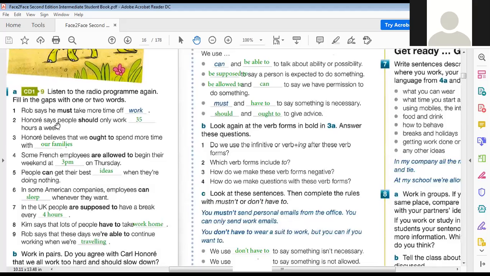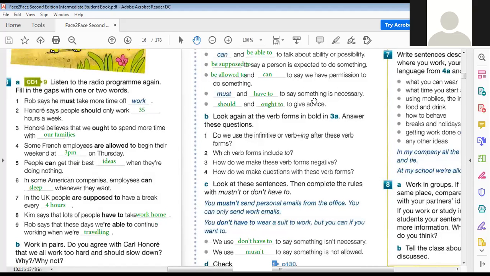Now, mustn't is to show that something is not allowed, right? So when something is not allowed, we call it prohibition. Prohibited, something which is prohibited, prohibition. Yes. So smoking is prohibited on airplanes. You mustn't smoke on planes.